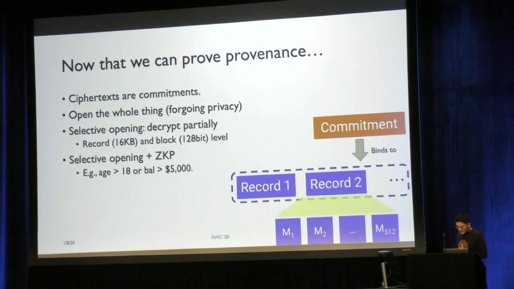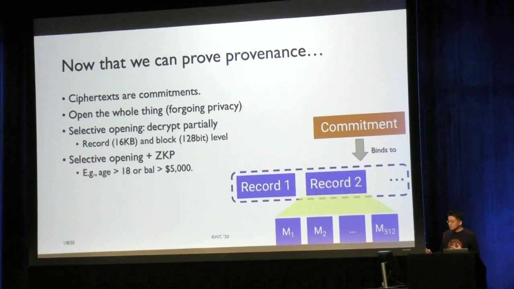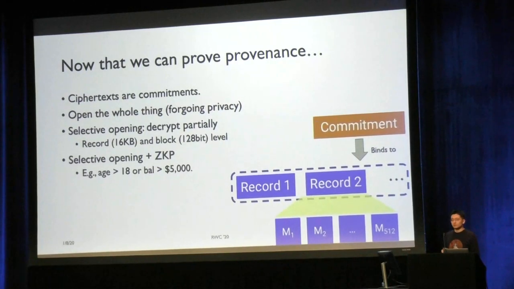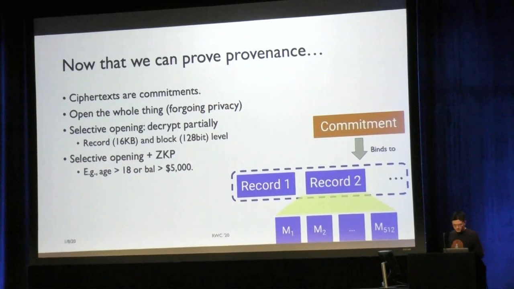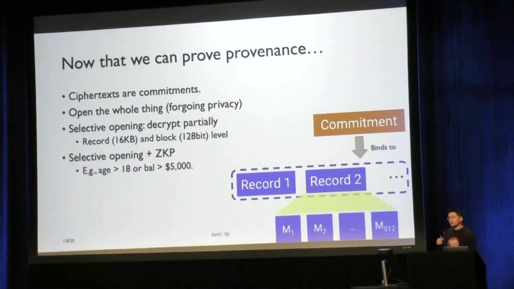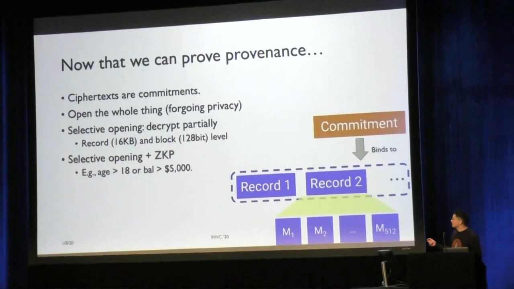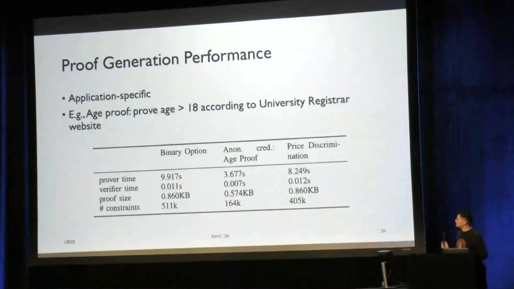Well, another example of what provers may do is to combine the selective opening with other bells and whistles, such as to prove a statement about part of the plaintext, which usually is a lot shorter than the full plaintext, which hopefully will give you more efficient zero knowledge proofs, such as her age is over 18 or her balance is greater than a threshold. We actually implemented both of these examples in the paper.